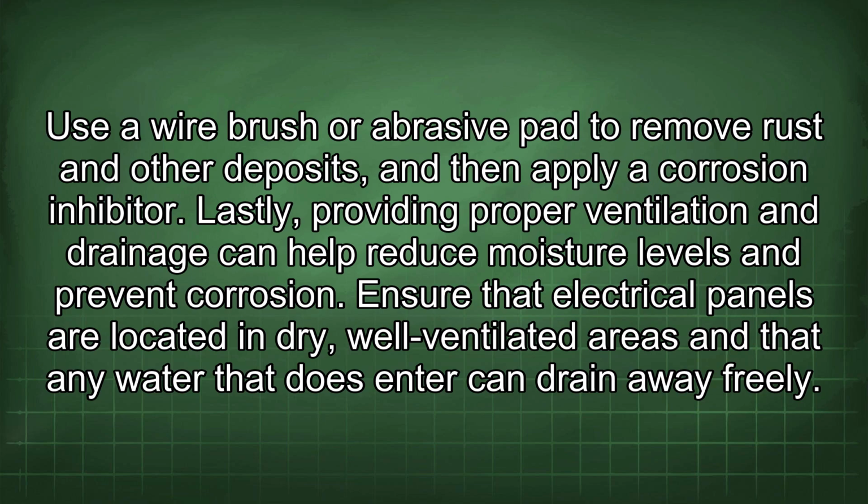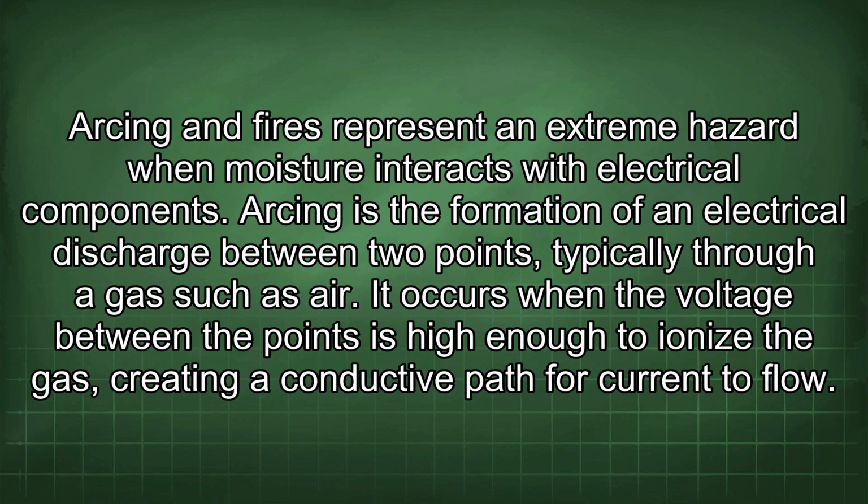Lastly, providing proper ventilation and drainage can help reduce moisture levels and prevent corrosion. Ensure that electrical panels are located in dry, well-ventilated areas and that any water that does enter can drain away freely. Arcing and fires represent an extreme hazard when moisture interacts with electrical components.